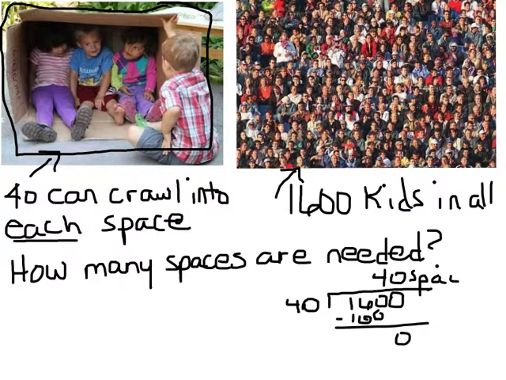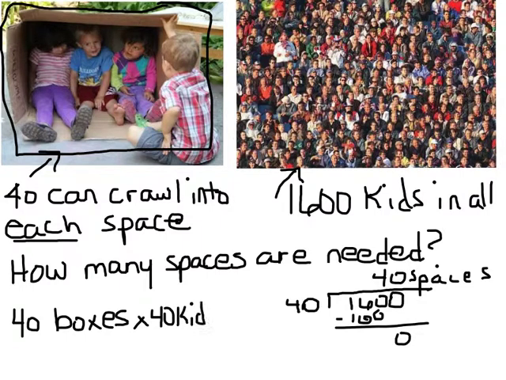and then I'm going to check that answer and see if it makes sense. 40 spaces, let's say it's 40 boxes. Let's just pretend, use your imagination, these are really, really large boxes, okay? Times 40 kids in each. 40 times 40 equals 1,600 kids in all. So I have done the right thing. I need a total of 40 spaces.